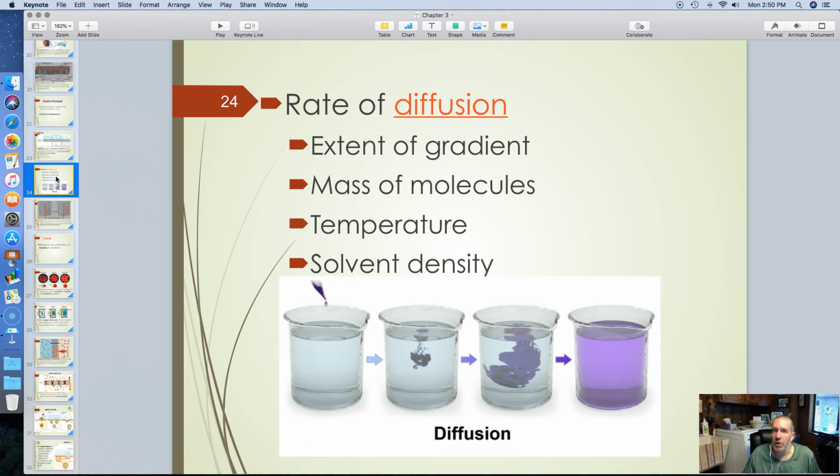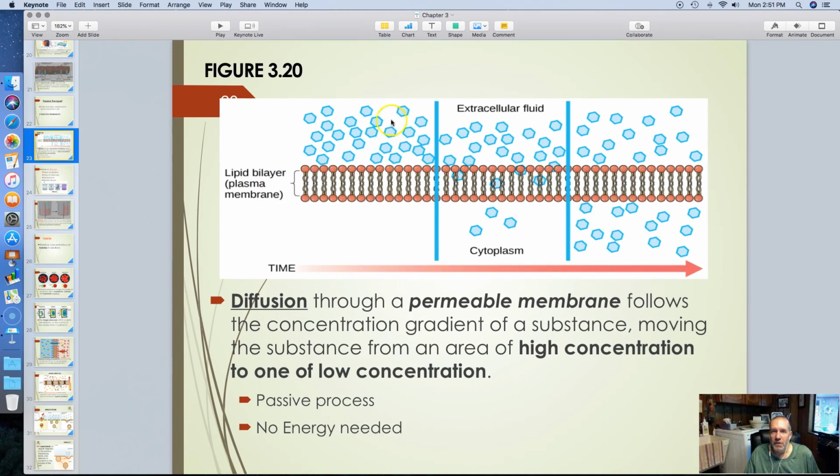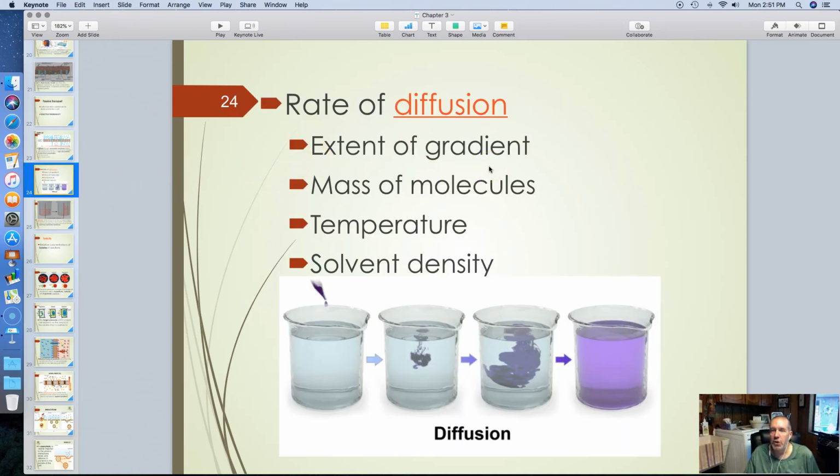The rate of diffusion, or how quickly it happens, is affected by a few different things. How big of a difference there is in the gradient. So for example, going back to this slide, if there's a lot of something on this side and nothing on the other side, in other words, there's a huge difference in the concentrations on both sides of the membrane, the rate of diffusion will be much quicker than if the concentrations are more similar. So how big of a gradient there is, in other words, how much of a difference there is in the concentrations on the two sides of the membrane, the greater the gradient, the faster diffusion is going to occur.